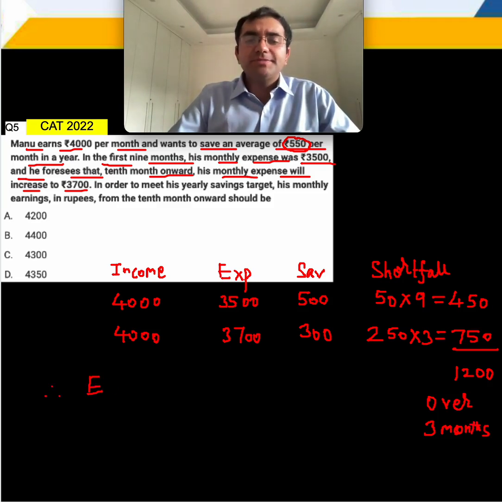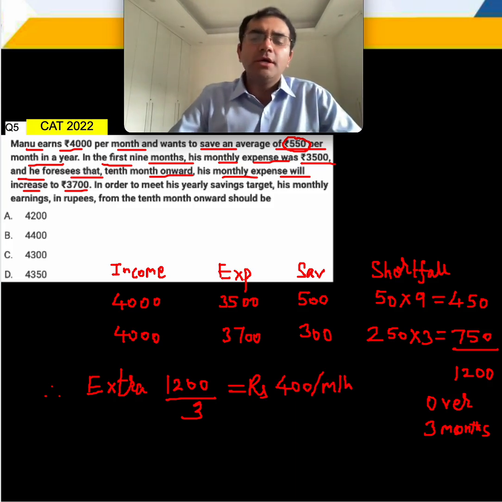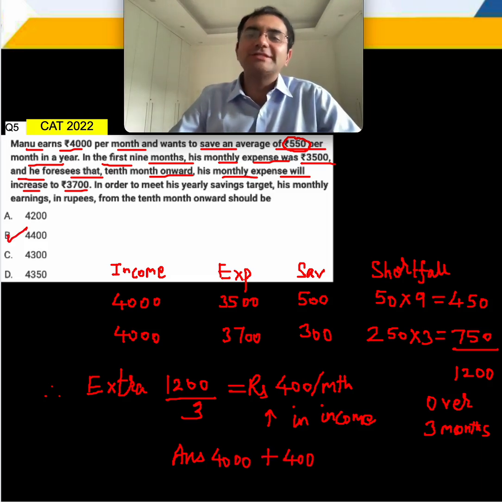That becomes your extra 1,200 upon 3, that's 400 rupees per month extra kamana padega. So 4,000 plus 400. The answer is 4,400 rupees per month. B part is the right answer for question number 5.